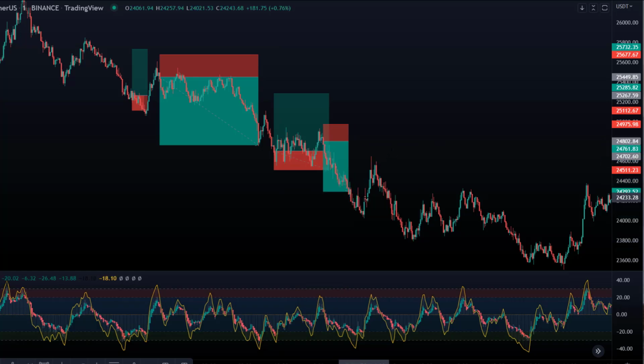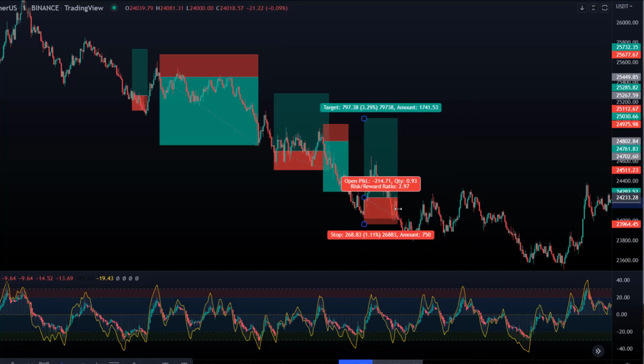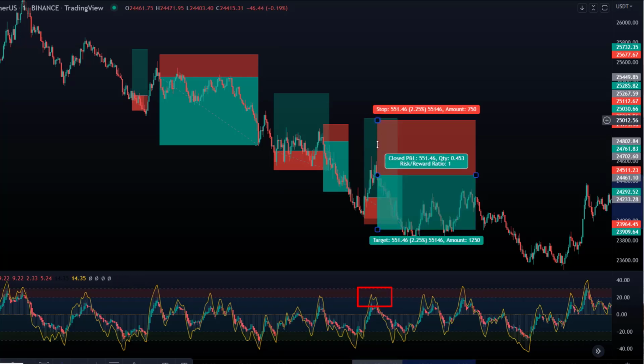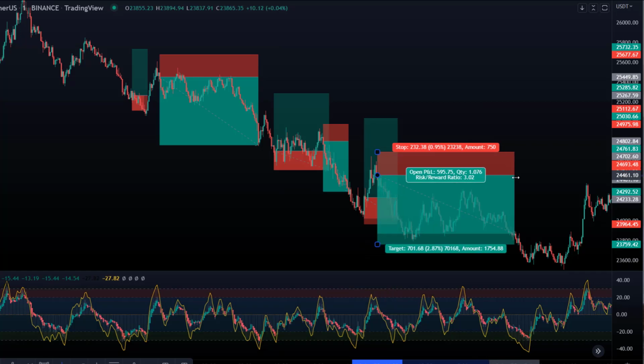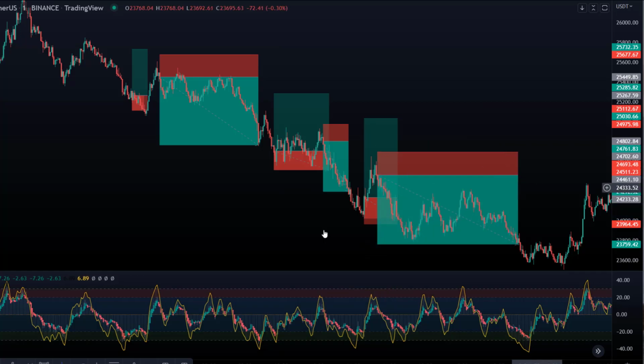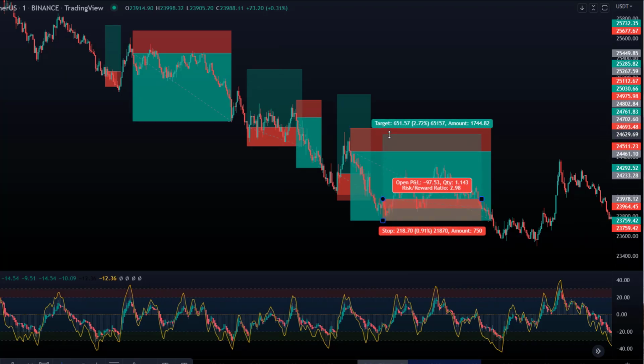Not much later, at 11 o'clock in the morning, we open another buy position. This one closes in a loss again. Then, however, we open another sell position which closes in a profit. Then we open another buying position which closes in a loss, followed by a selling position which closes in a profit again.